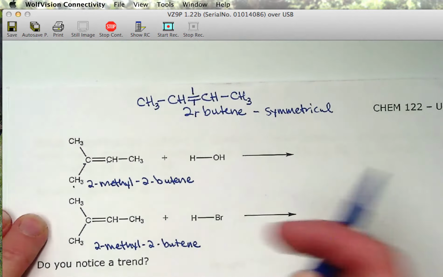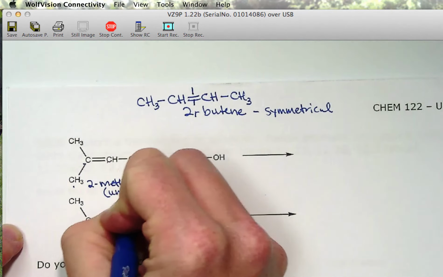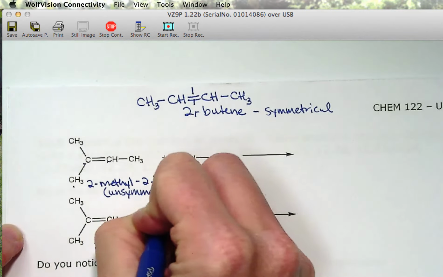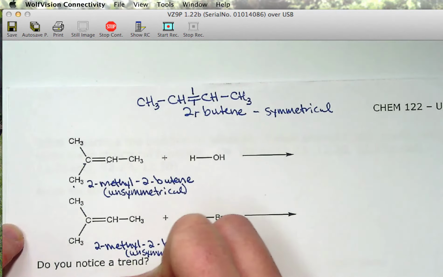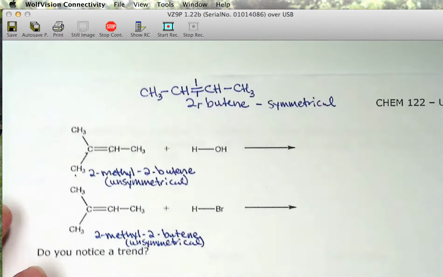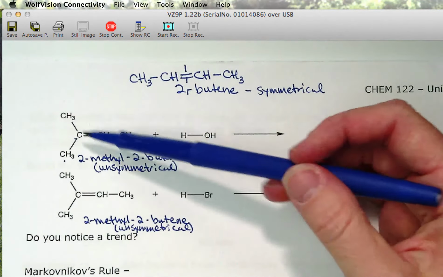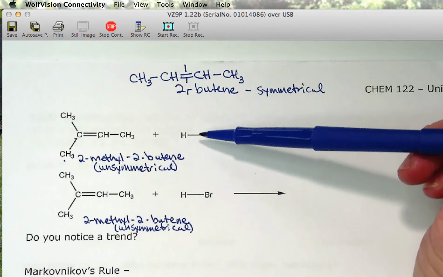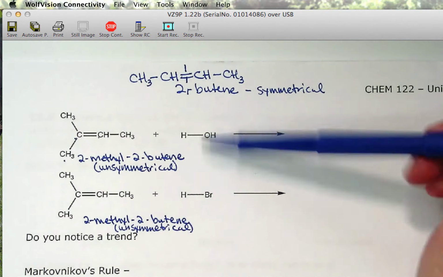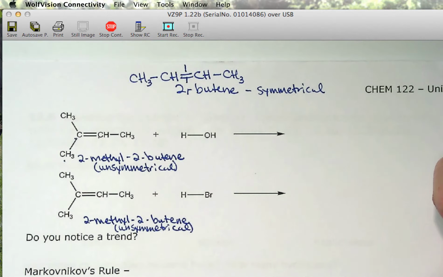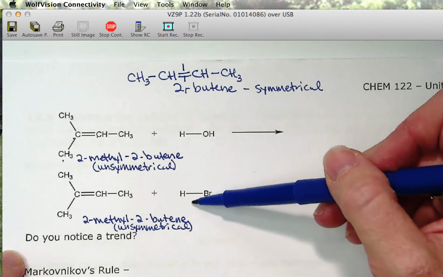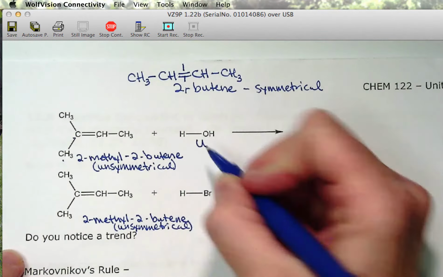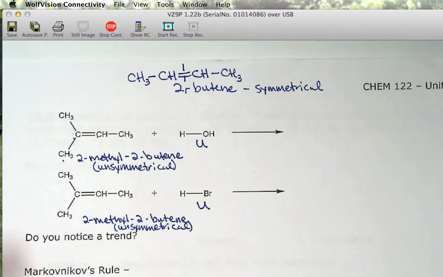Unsymmetrical. So I'm going to put unsymmetrical. Now, what we're adding to 2-methyl-2-butene, is it symmetrical or unsymmetrical? Unsymmetrical, right? It's not the same. Water, HBr, so I'm going to put unsymmetrical, unsymmetrical.